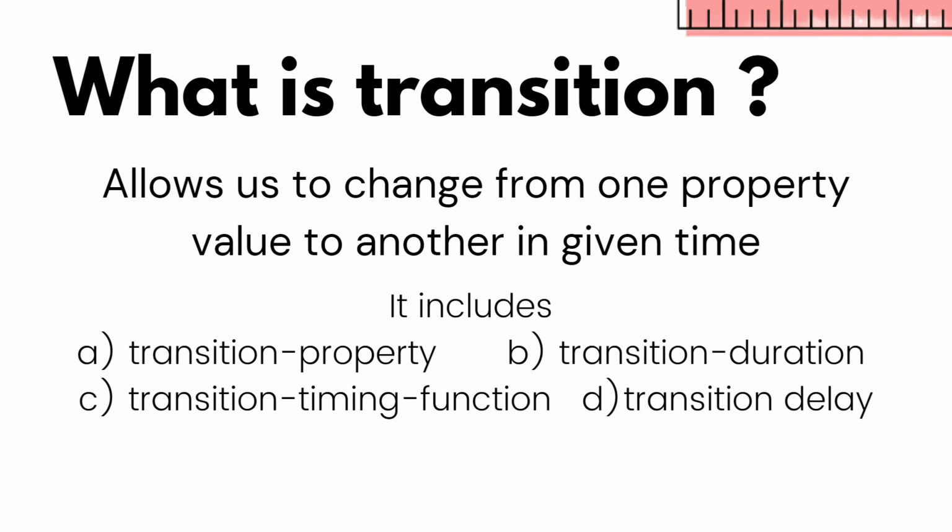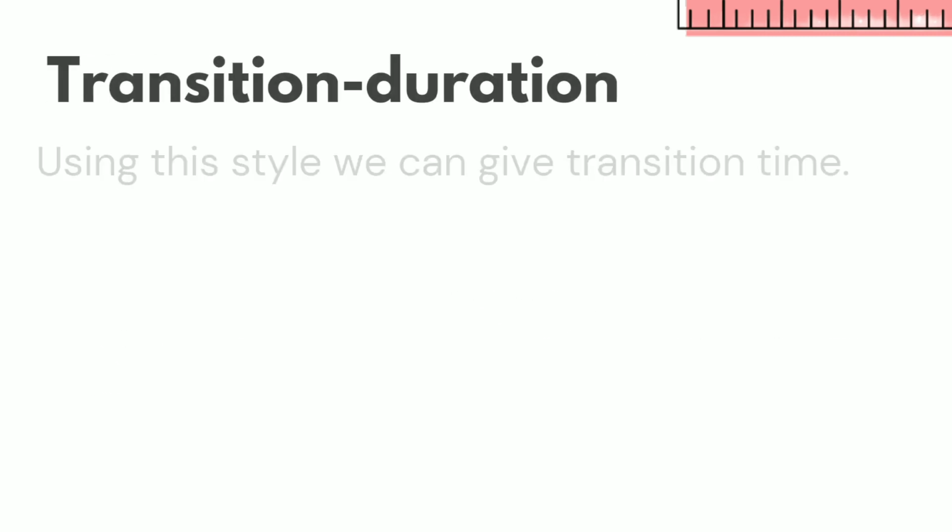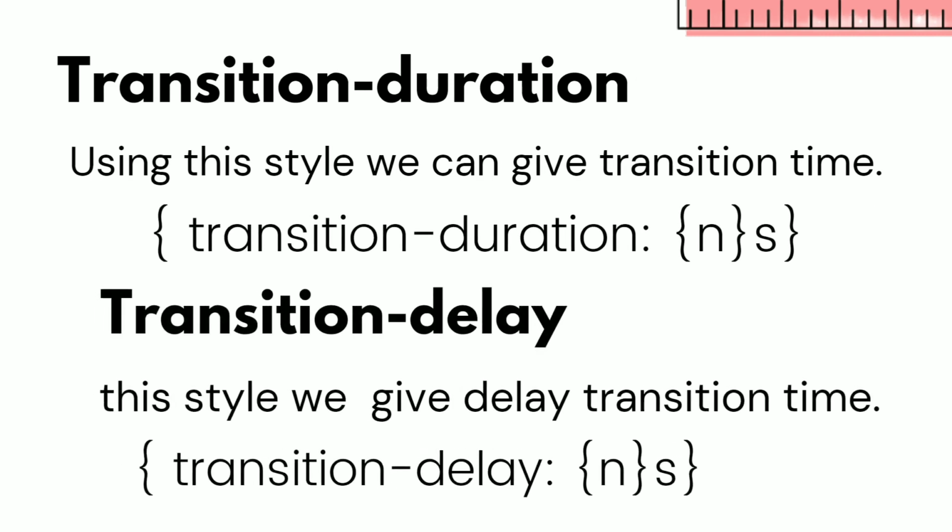Coming to the transition duration, we can change any of the properties in a given time interval using this transition duration. If you give 5 seconds, after 5 seconds the property changes. When you are using the transition delay, it will delay by the amount of time which we give. Transition delay equal to 3 seconds: after 5 seconds, it will delay for 3 seconds. The whole animation will take up 8 seconds.